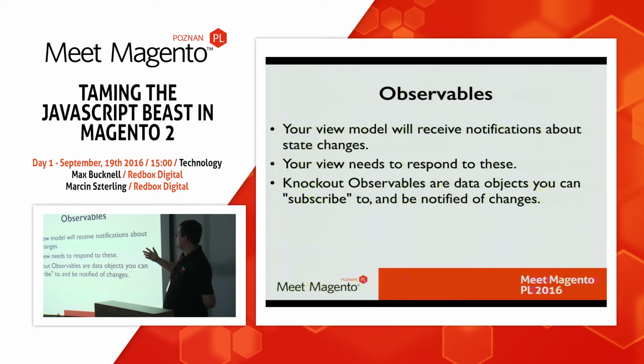So what's going on there is that the view model will receive notifications about the state changes, and the view needs to respond to these. You can think about it as a Magento dispatch event. Basically, you get the data and you say, data has changed, to everyone, and interested parties will do something with it. Your task was really just to deliver the data. So Knockout observables are data objects you can subscribe to. This is quite important: they are data objects, they are not normal properties. And then you are notified of changes. So maybe we can show you a little bit of an example here.